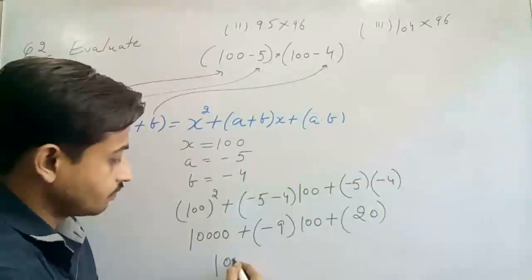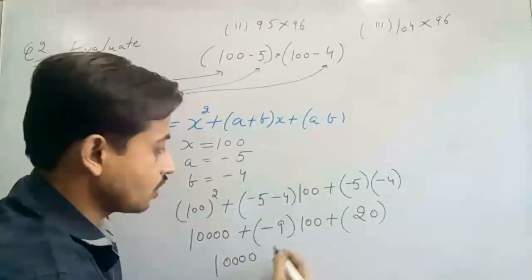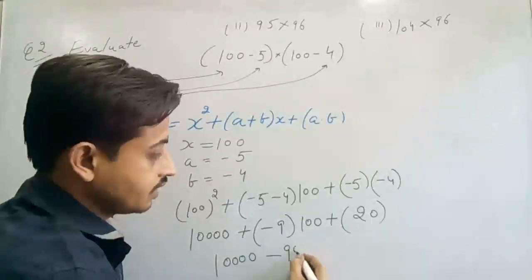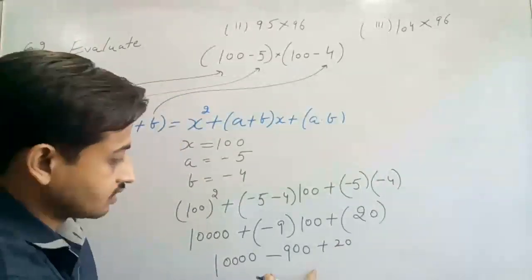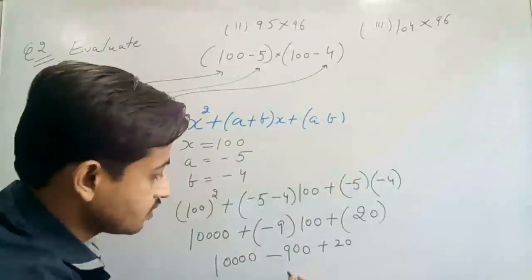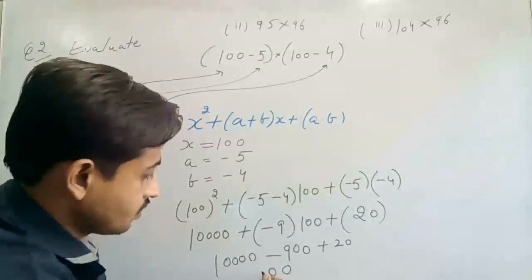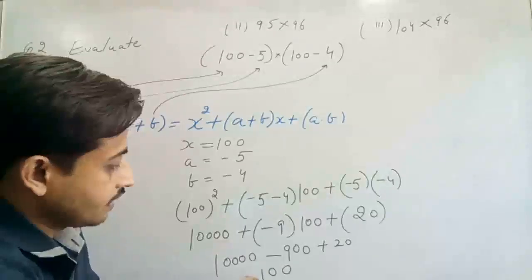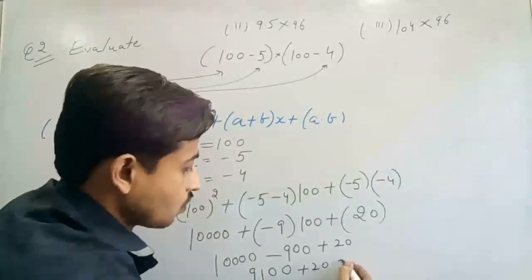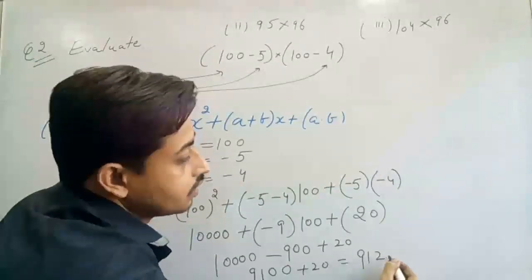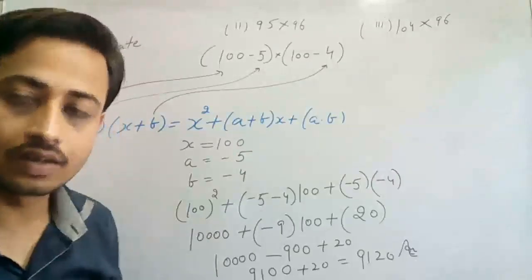Now what's the answer? It's 10,000. Now multiply: minus 9 into 100, we get minus 900 plus 20. If you subtract this, what will you get? 0 minus 0, 0; 0 minus 0, 0; 10 minus 9, 1; and 9. We get 9100 plus 20. So what's the answer? 9120 is the answer. So please make a note.